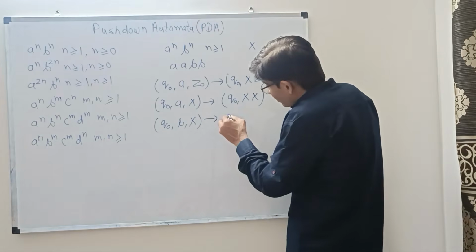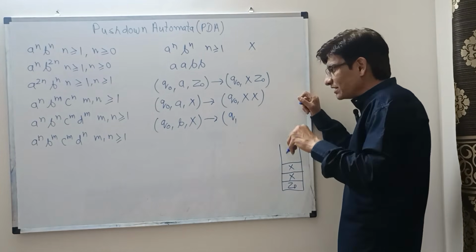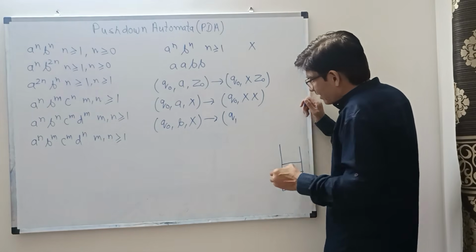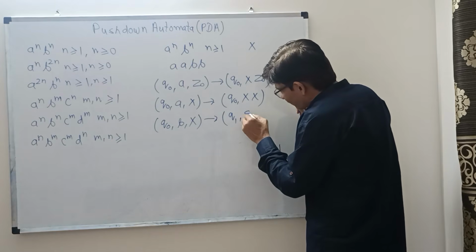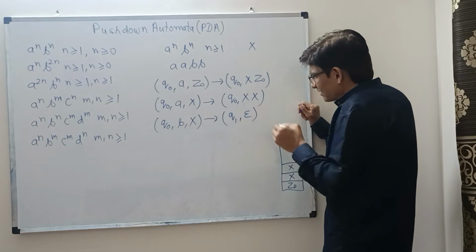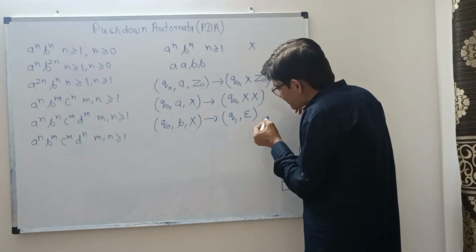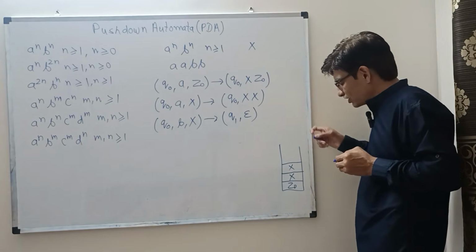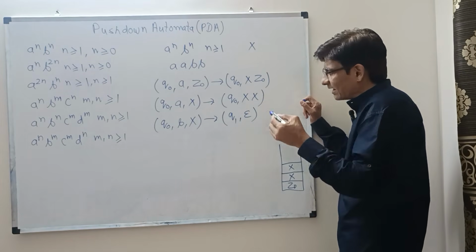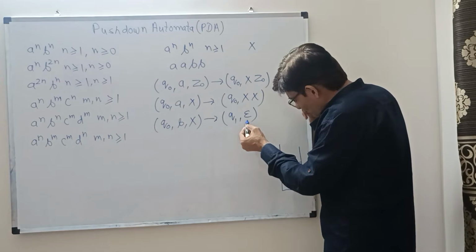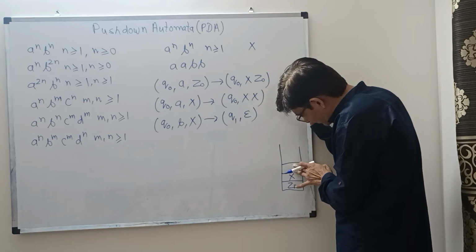So we will now change our state to Q1, and we will pop one element from the stack. This popping of one element from the stack is mentioned as epsilon in the stack string. So this would represent popping one element from the stack. So this is how we can pop one element from the stack.